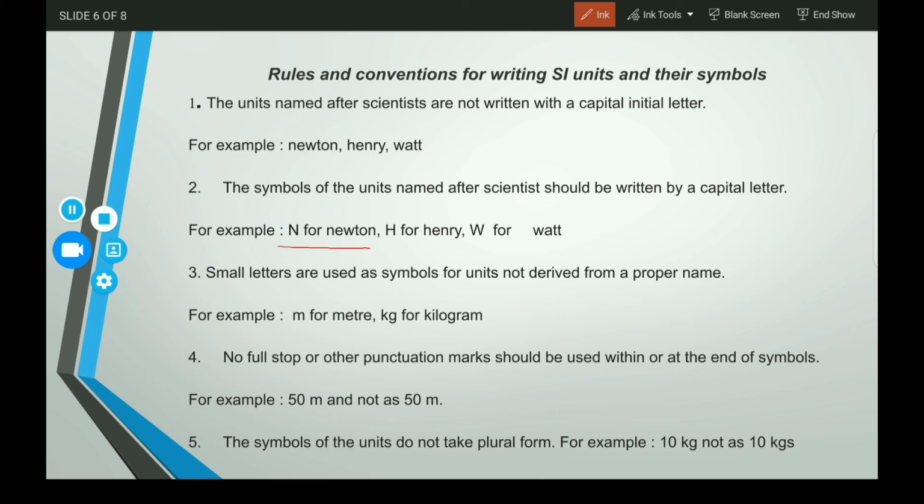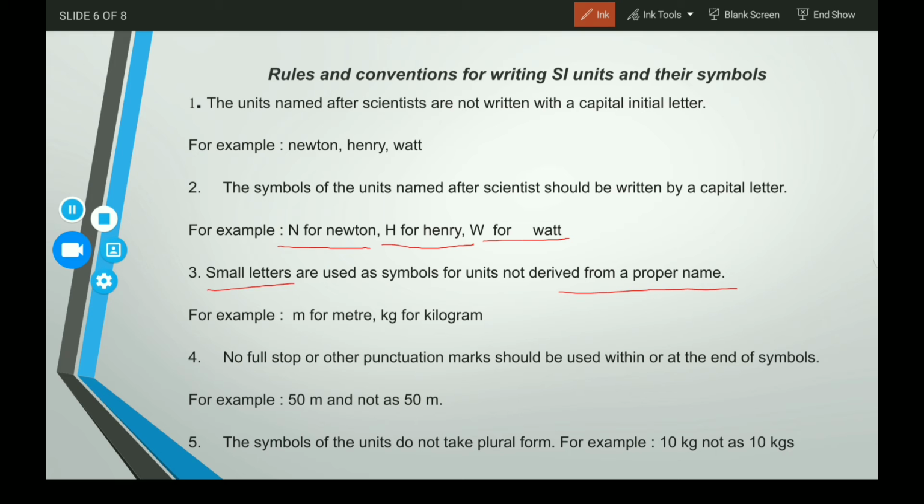When we have to write N for newton, N should be written in a capital letter, and when we have to write H for henry, H should be written in a capital letter. Similarly, when we have to use W for watt, W should be written in a capital letter. Now the next rule is that small letters are used as a symbol for units not derived from a proper name.